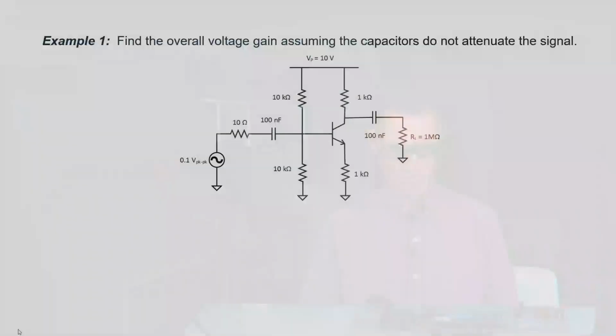Now, there were some assumptions that went into that calculation. I assumed that the transistor was correctly biased in the forward active mode, and I assumed that the source impedance was small and the load impedance was large. But those are actually normally reasonably valid assumptions. Let's now go ahead and look at an example and calculate the gain by inspection.